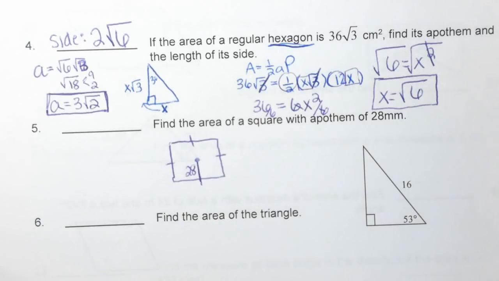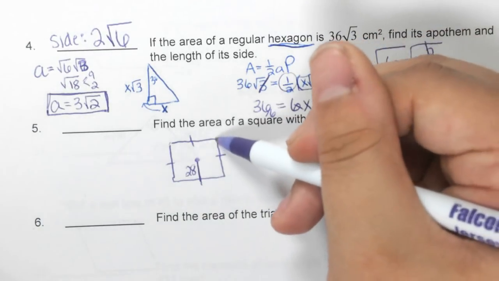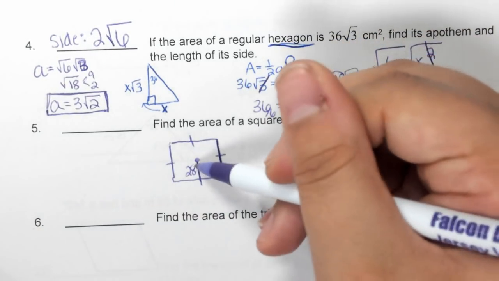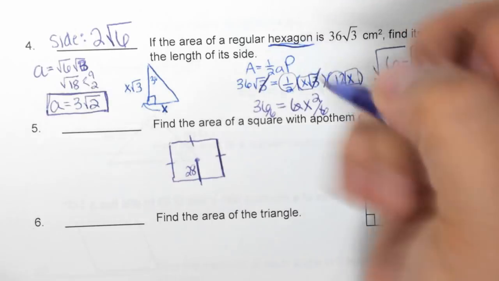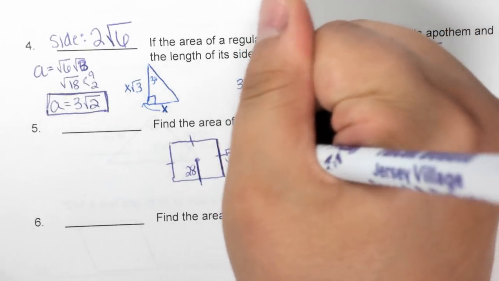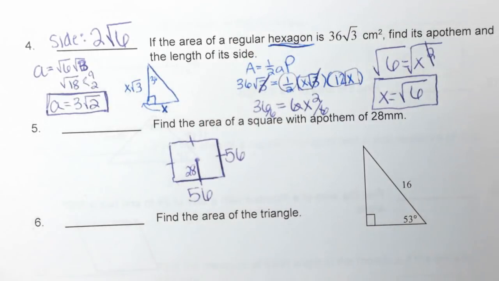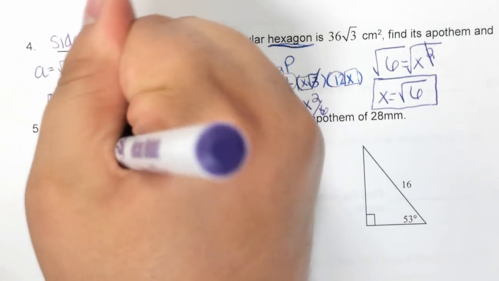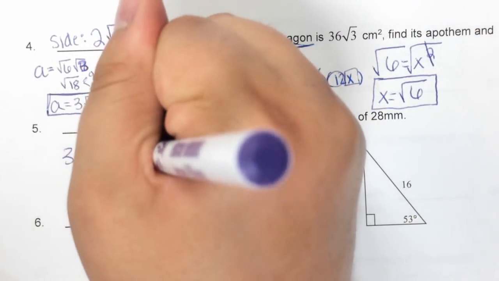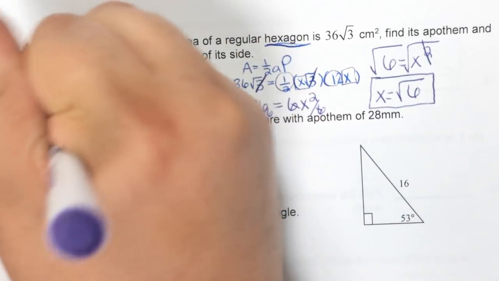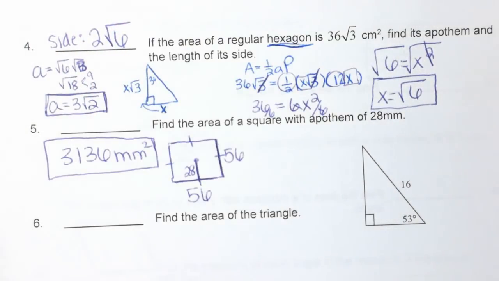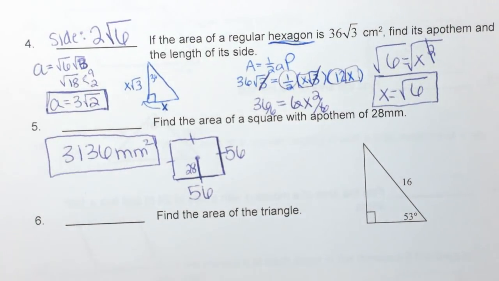Which one would be easier here? What is my height? 28 times 2, which is, what's my base? So what's my area? 3,136 millimeters squared. So just because it says apothem, with a square, it's just a lot easier.